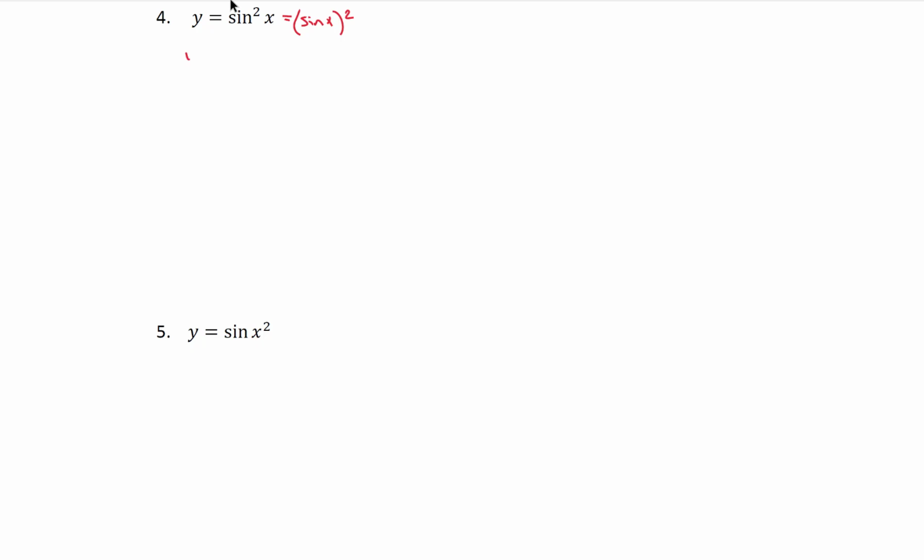So now we know, okay, so y prime then is the derivative of the outside function. So the derivative of blah squared, which is just 2 blah, where blah in this case we know is our sine function. So this is just 2 sine x, so blah is sine x, times the derivative of blah, so the derivative of sine x, which is cosine x. So y prime in this case is just 2 sine x cosine x.